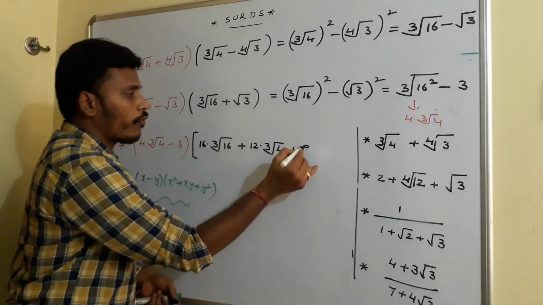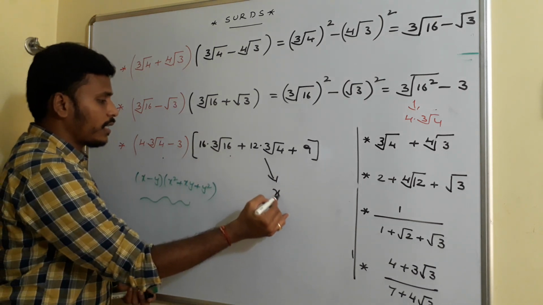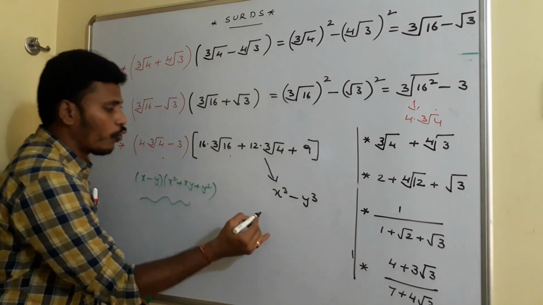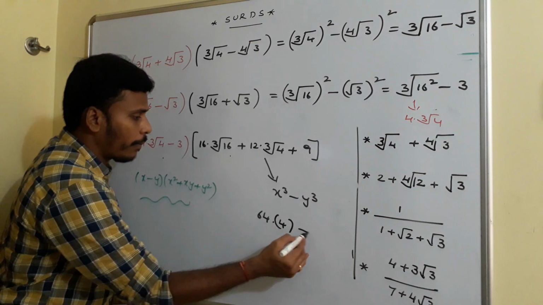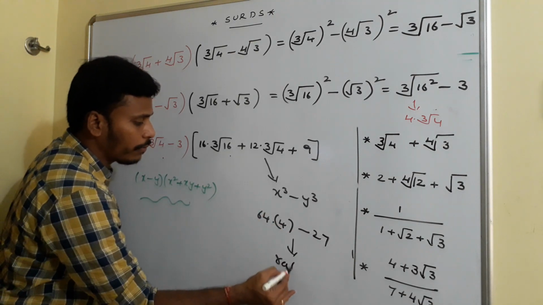Y square is the square of this 3, which is 9. Now if you multiply these two, the result is x cube minus y cube. And x cube is nothing but 4 cube, which is 64 (the cube root of 4 cubed is 4), minus y cube, which is 27. And you can see this is a rational number.